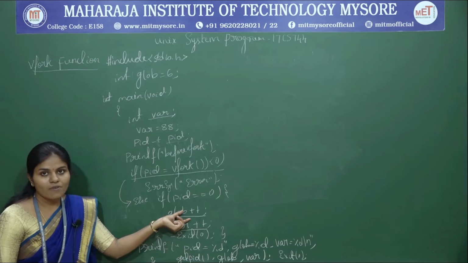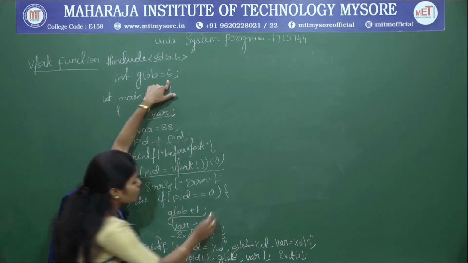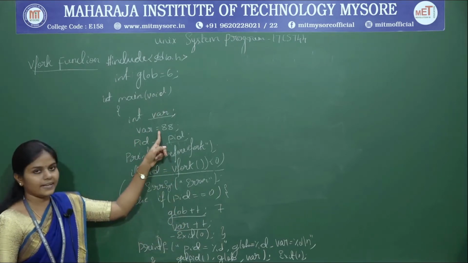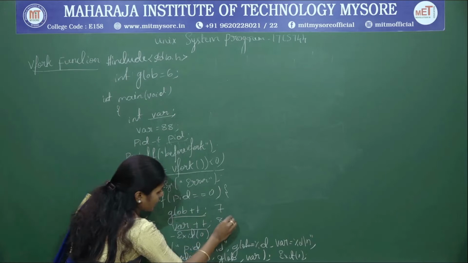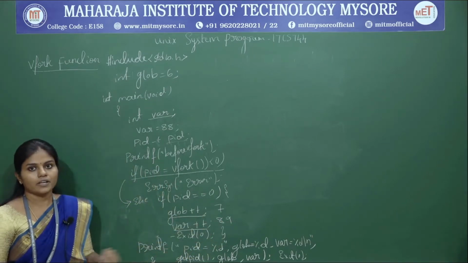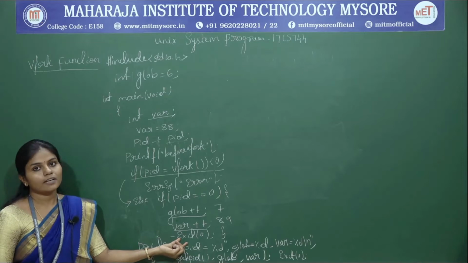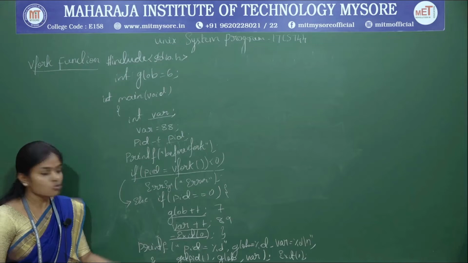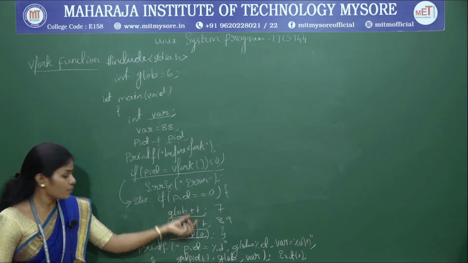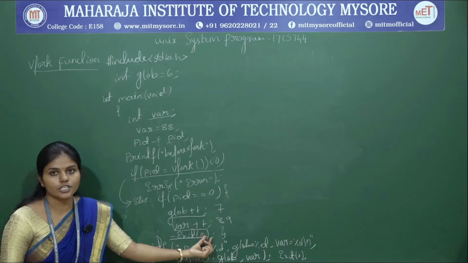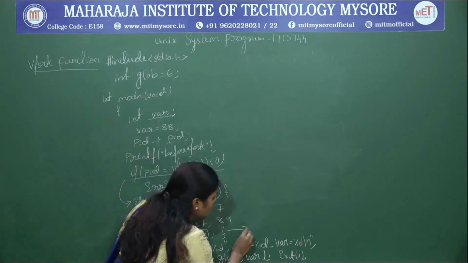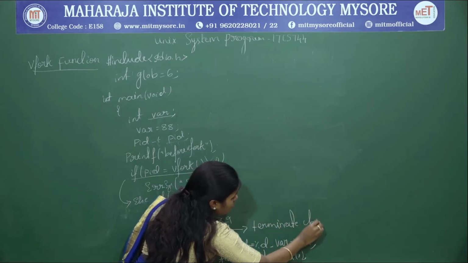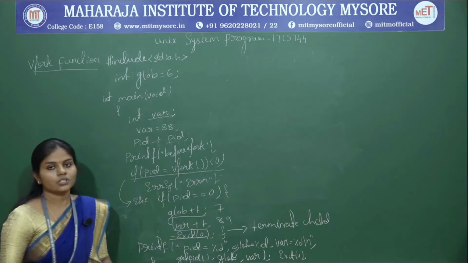So what is that global value? Before it was 6, now it becomes 7. Similarly, var was 88, now it becomes 89, because we are doing the increment operation. Next, one more important function we are going to use is _exit(0). Within the else part, I am going to call _exit(0), which is going to terminate the child process.